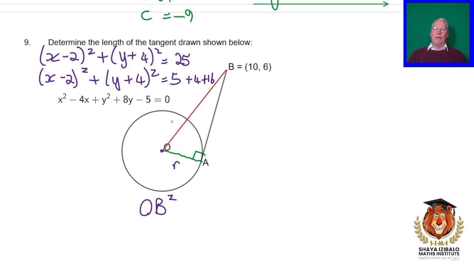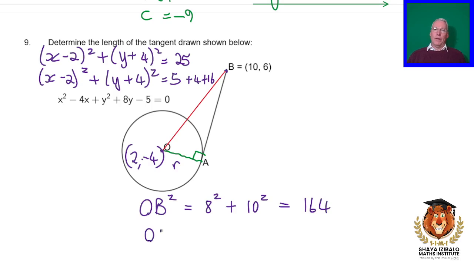In other words, I'm not going to put the square root into the formula. This we know is the center of the circle, 2, -4. So OB squared: how far has my x changed? It's changed by 8. How far has my y changed? It's changed by 10. It's gone from -4 up to 6. That's 10. So OB squared is actually 164.